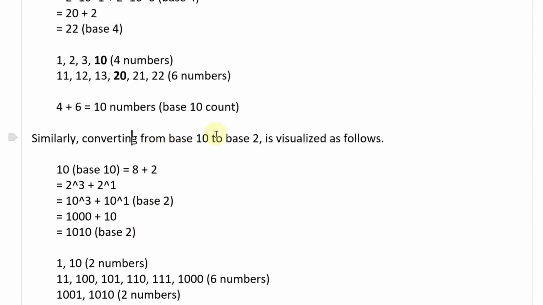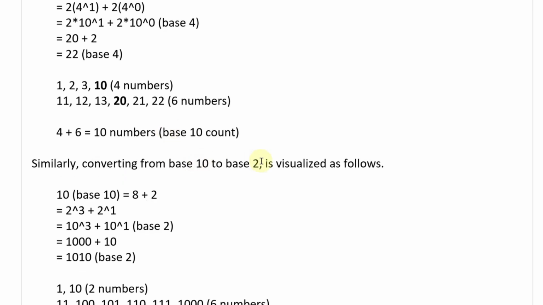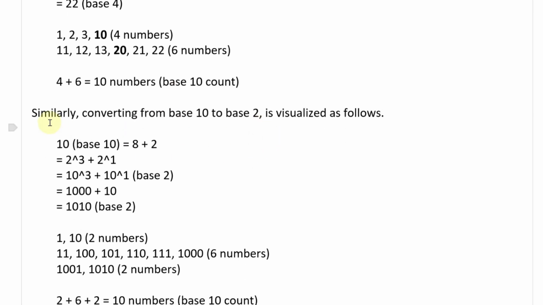Similarly, converting from base 10 to base 2 is visualized as follows. Again, just for completeness, we have 10, base 10. From base 10 to base 2, this is visualized as follows. So 10 base 10 is equal to, I'll put this as 8 plus 2. The reason for that is because 8 is just 2 to the power of 3, so we just wrote it as a power. And then this 2 is just 2 to the power of 1, and there's no 2 to the power of 0. So we just have this now.